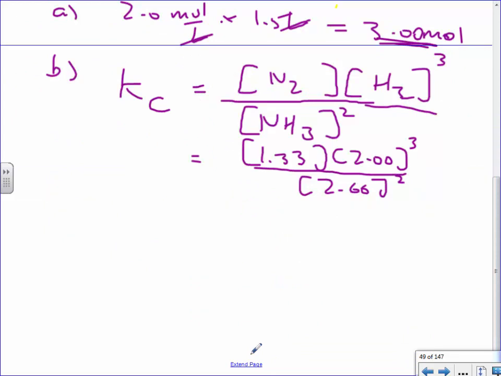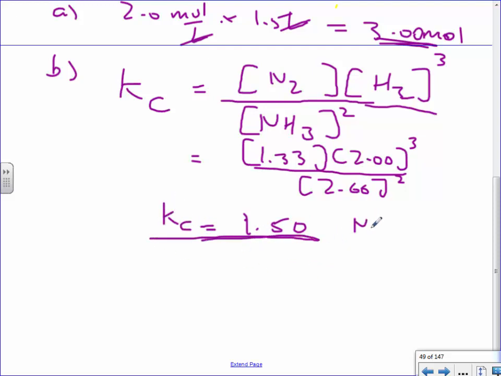1.33 times 2 cubed divided by 2.66 squared. I better do it more exact actually: 1.3 times 2 cubed divided by 2.6 squared. Okay, I got 1.50 with my sig digs. Okay, a couple of reminders on this.